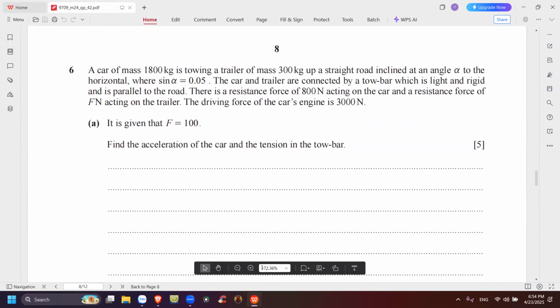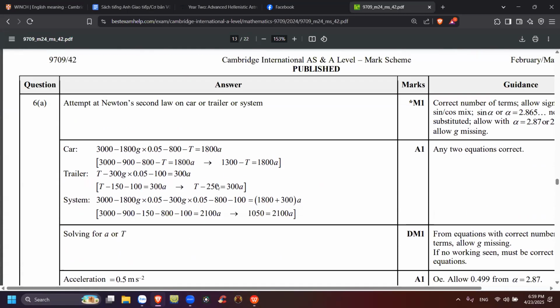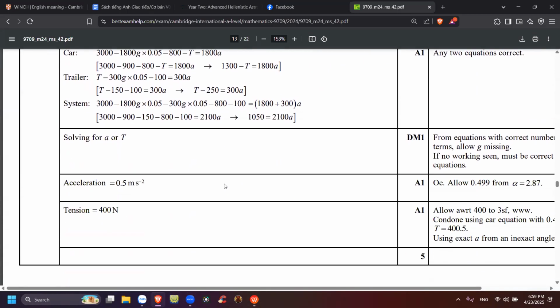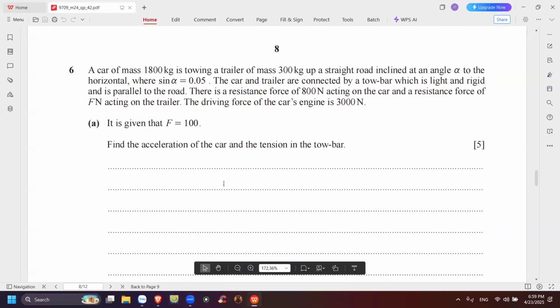Oh my God. Okay. So this one's not hard. You think it's not that hard? Yeah, because we just need to use the formula F equals ma. How much is the tension? 400 Newton, right? And acceleration is half meter per second squared. Okay, sounds like 5 marks is easy, yeah? Or maybe you were well trained enough.